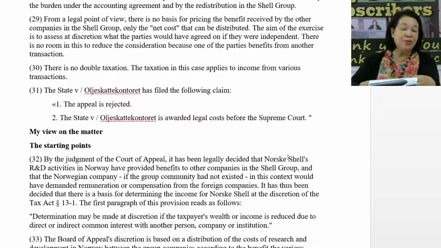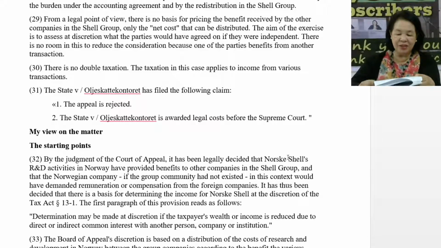Ipakita mo talaga ano yung nangyari doon sa independent parties. But for all you know, ang exploration, petroleum exploration, wala kang makikitang independent parties, no? Usually, they are done by the related parties, no? So, there is no room in this to reduce the consideration because one of the parties benefits from another transaction. There is no double taxation. Yan ang sabi ng tax authority.